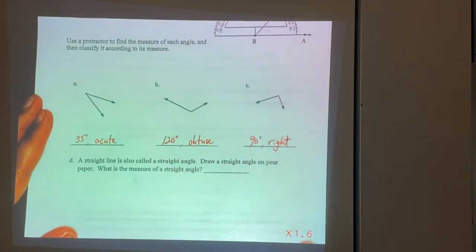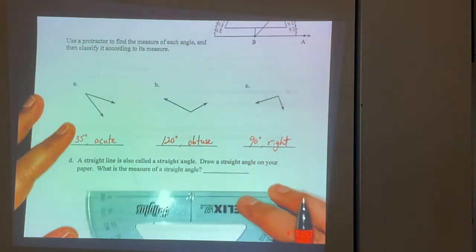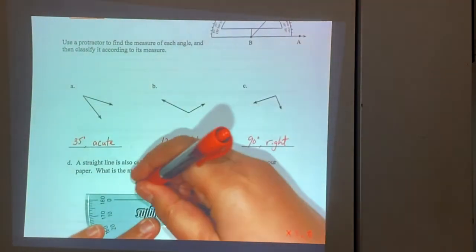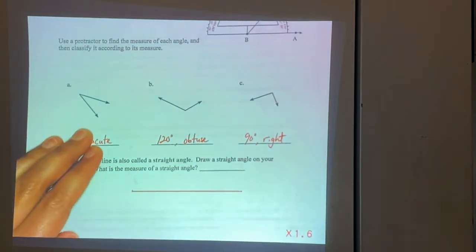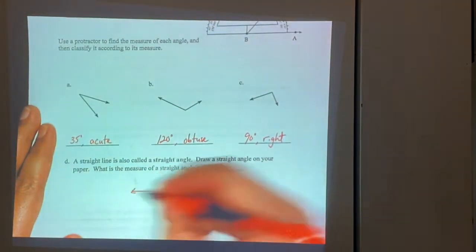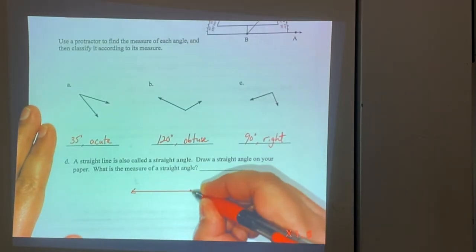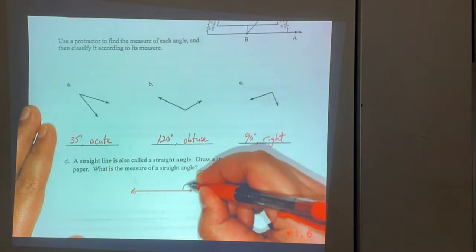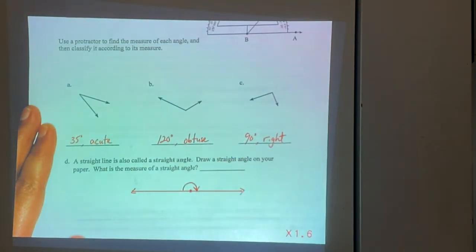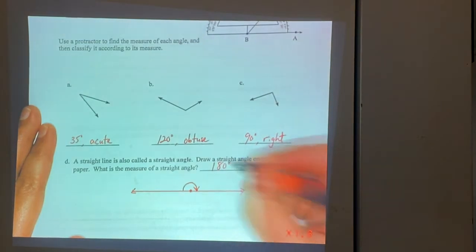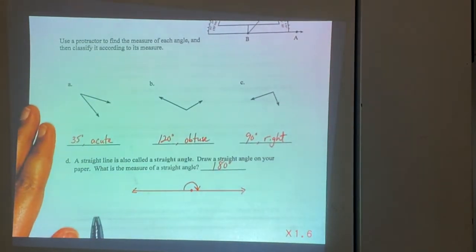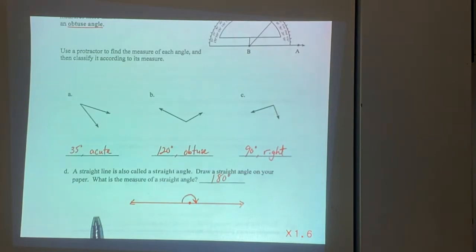A straight angle is also called a straight line. Draw a straight angle on your paper. Okay, I'll just use this. And I'll say there's my vertex. Going from here to here this way is 180 degrees. Hold on a second, my protractor keeps wanting to run away. Okay. Next page.